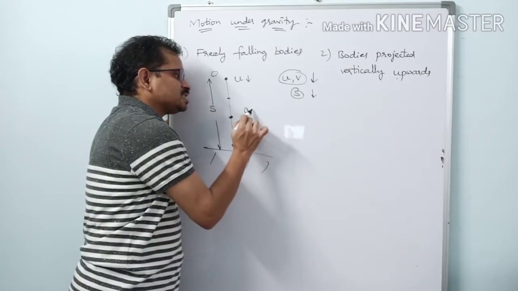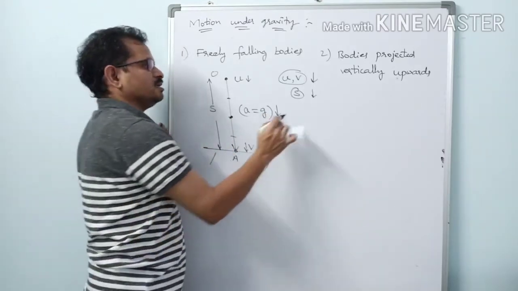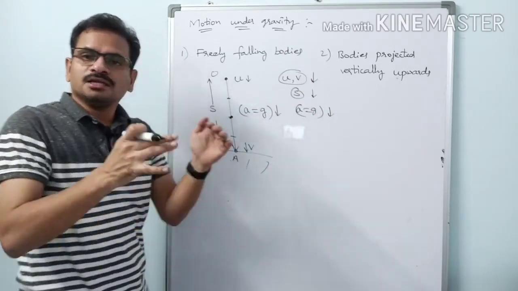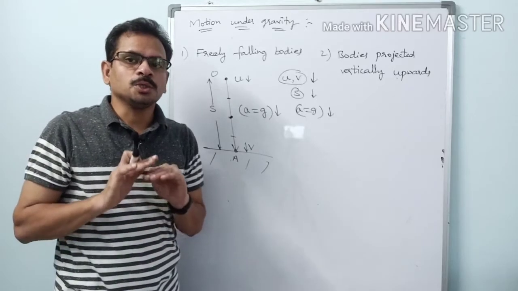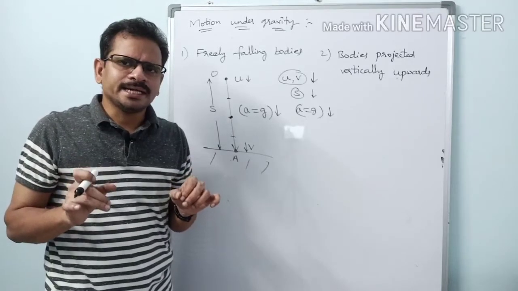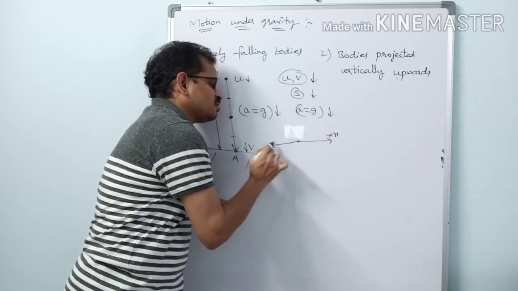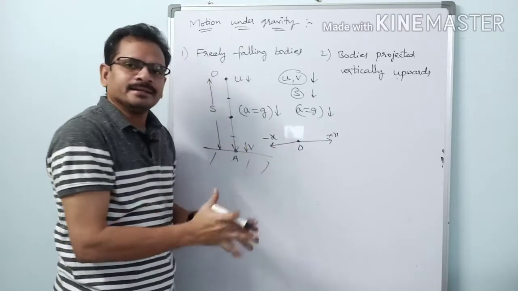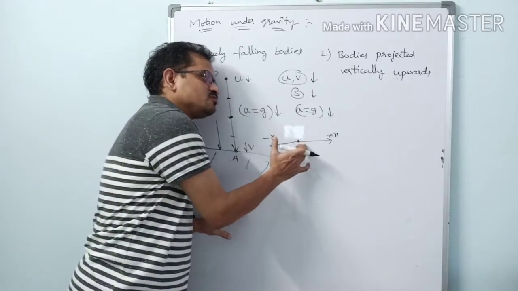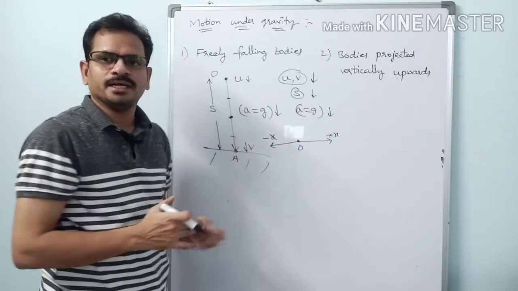What about acceleration due to gravity? This is also in the downward direction. So all the physical quantities are in one direction, downward. Then there is no need to think about a negative sign. Why do we require considering a negative sign? If some physical quantities are along the positive x direction and some are along the negative x direction, then there is a requirement of choosing a negative sign. All the physical quantities directed in this way are assigned positive sign, and all the physical quantities directed in this way are assigned negative sign.